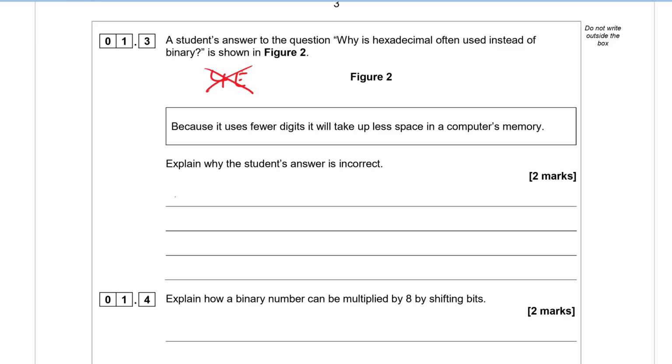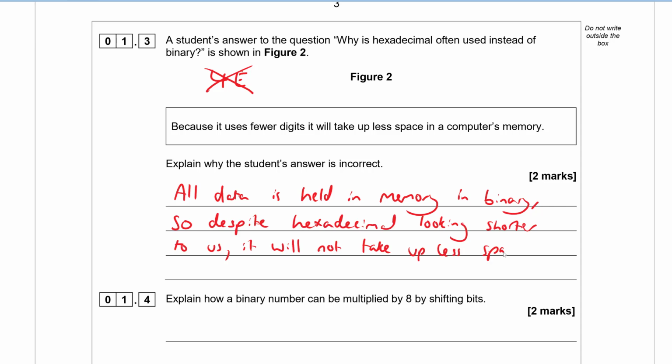So let's say that all data is held in memory in binary. Despite hexadecimal looking shorter to us, it will not take up less space. That's the key idea of hexadecimal. It's only for humans. It doesn't affect the computer at all. It makes things easier for us because long binary is hard to remember, easy to make mistakes with, and takes up space on our screens, but not within the computer's memory.